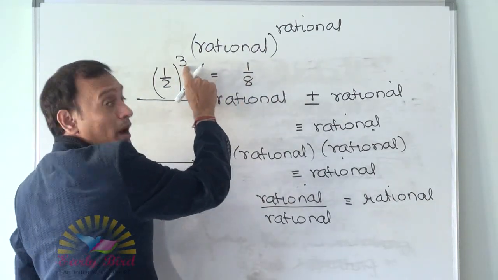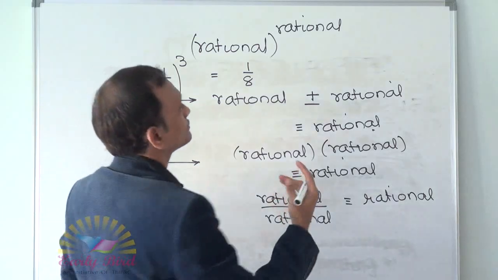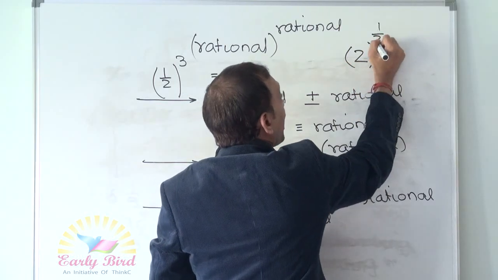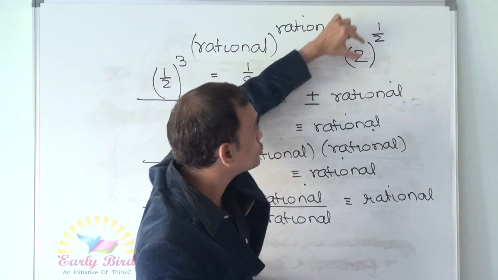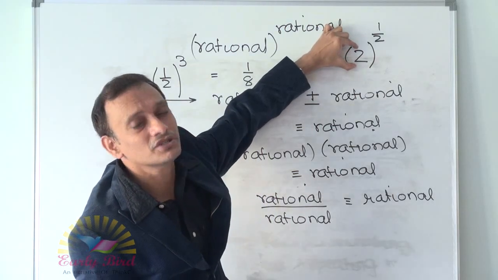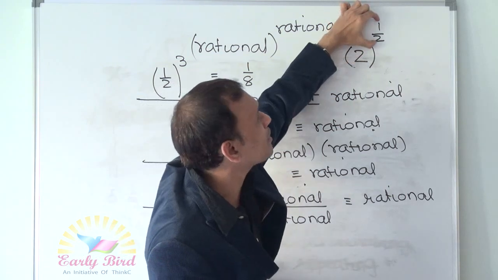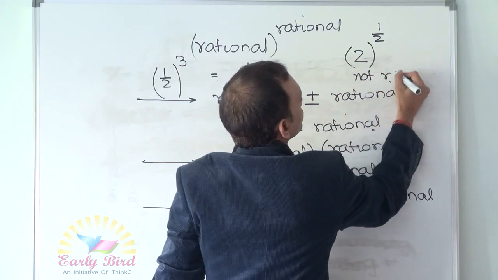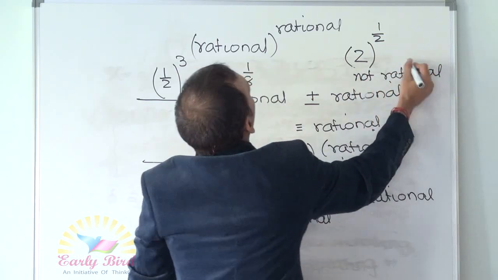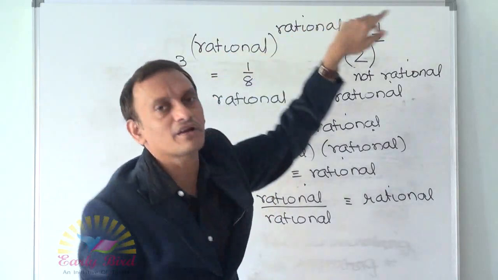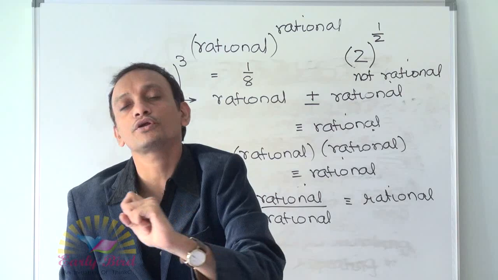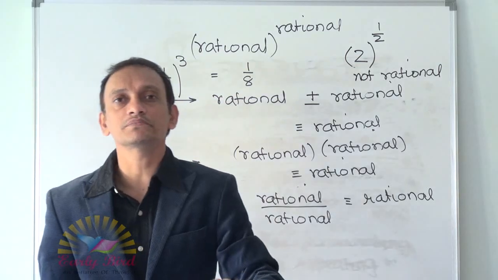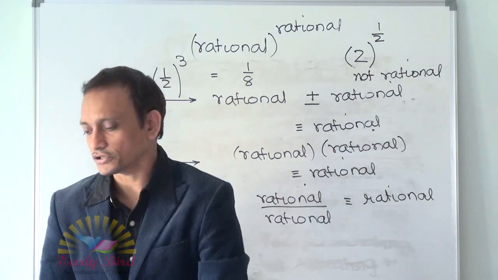So a rational number to the power rational number could be a rational number. However, a rational number, let's say 2, raised to the power another rational number, half. Half is a rational number, 2 is a rational number. But we'll be able to establish very shortly that 2 to the power half is not rational. Which means a rational to the power rational may or may not be rational. We cannot be sure of that. However, the sum or difference, the product and the ratio of two rational numbers will be guaranteed a rational number.